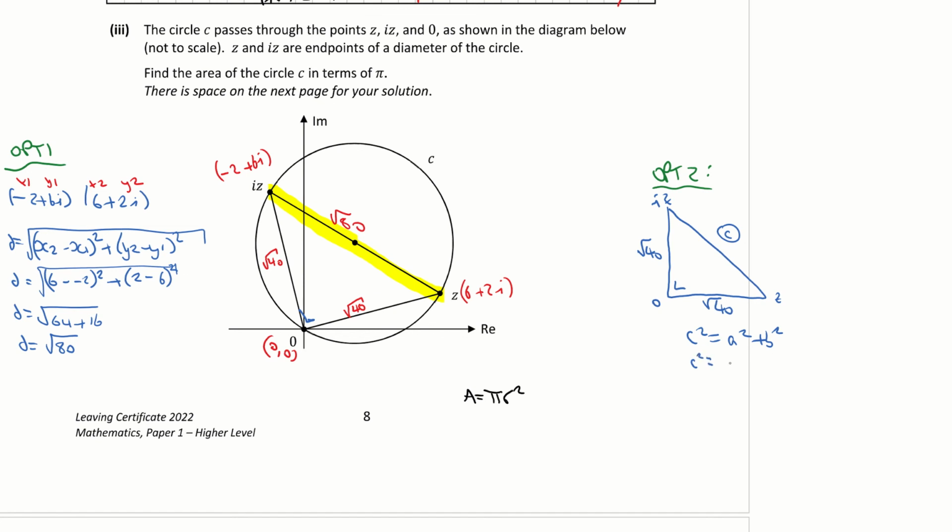So c squared is equal to the square root of 40 squared plus the square root of 40 squared, which is 40 plus 40 equals c squared. C then is equal to the square root of 80. So both options are fine.